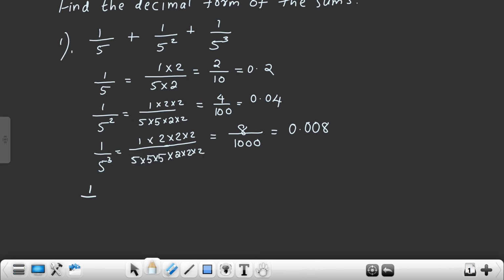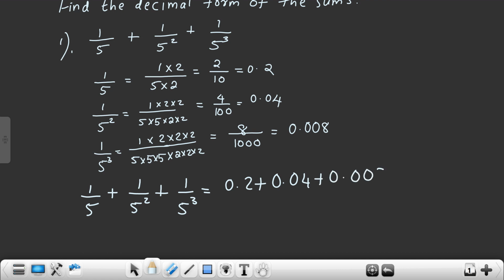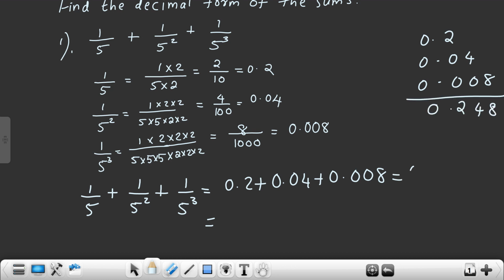Then once again write the question. 1 by 5 plus 1 by 5 square plus 1 by 5 cube is equal to, the decimal form of 1 by 5 is 0.2 plus 0.04 plus 0.008. The addition of decimal numbers you already studied in the previous classes. So 0.2, 0.04, 0.008, adding gives 8, 4, 2. So the corresponding decimal is 0.248.